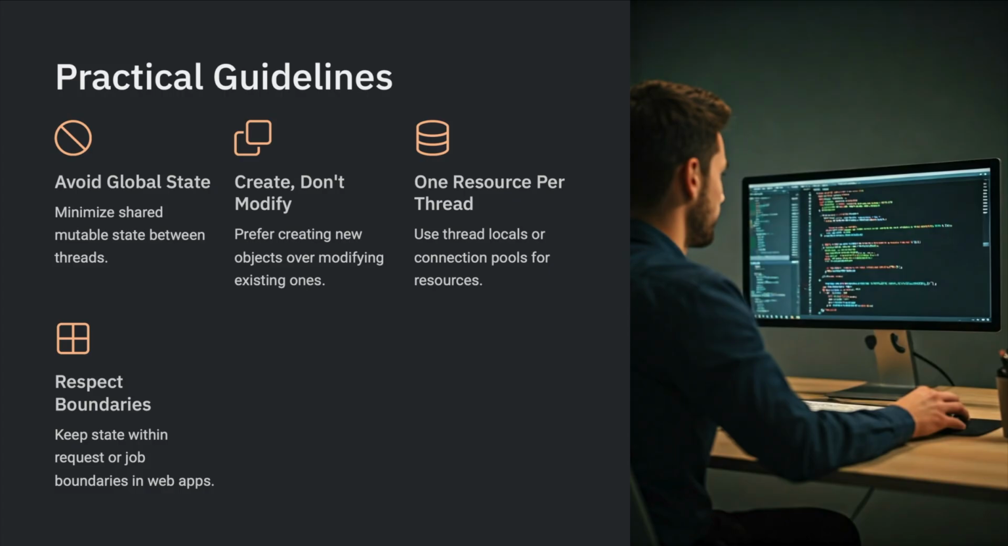But don't share state between requests or jobs using globals or class variables. Exactly. That's where you get into trouble. Don't use a class variable for current user or something like that. That state would be shared and overwritten by concurrent requests or jobs. Keep state confined to the request or job boundary.